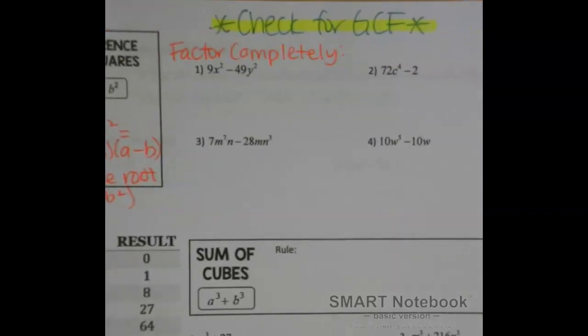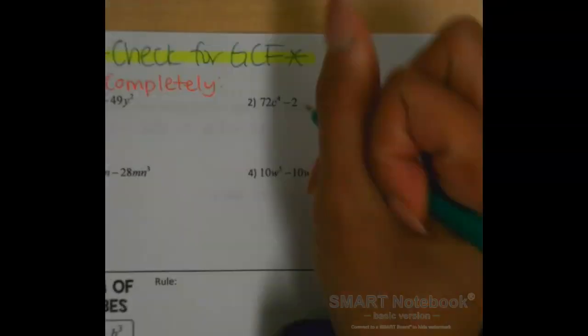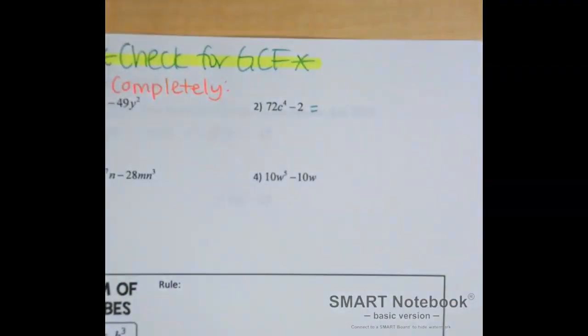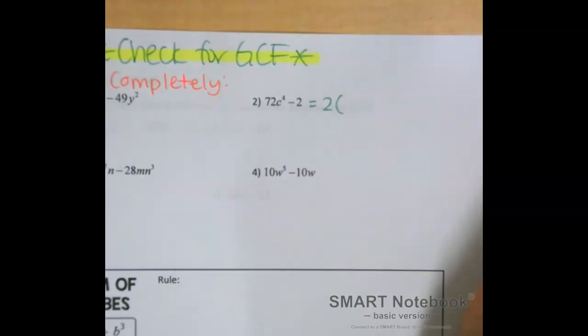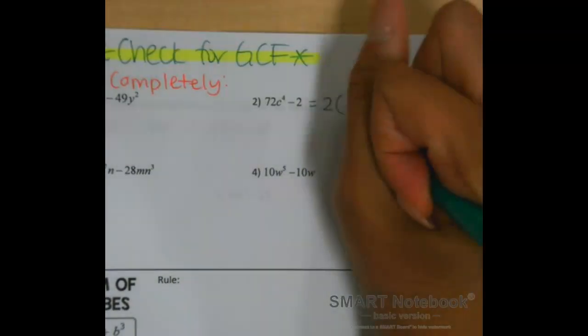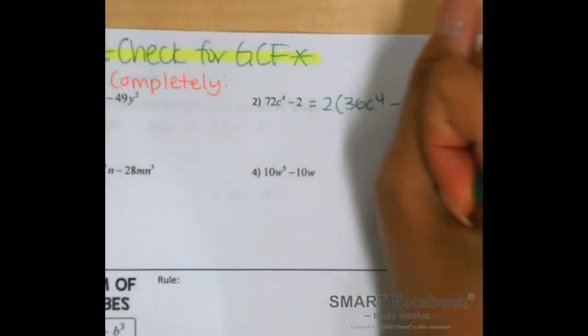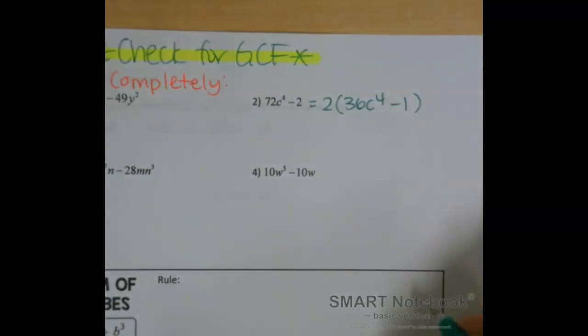The first question, could we factor out a GCF? Yes or no? No. Okay, so for question 2, could I factor out a GCF here? 2. So we can rewrite this as 2 parentheses, 72 divided by 2 is 36, c to the 4th minus 1. So that should be for question 2. We'll factor that further in just a second.